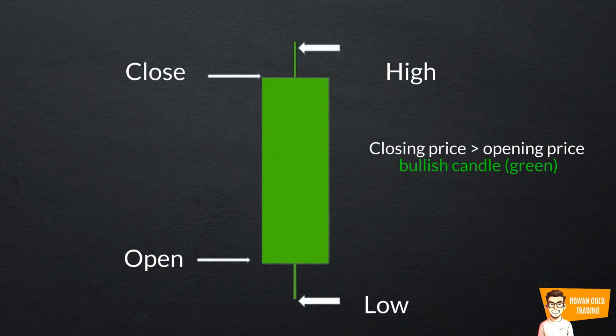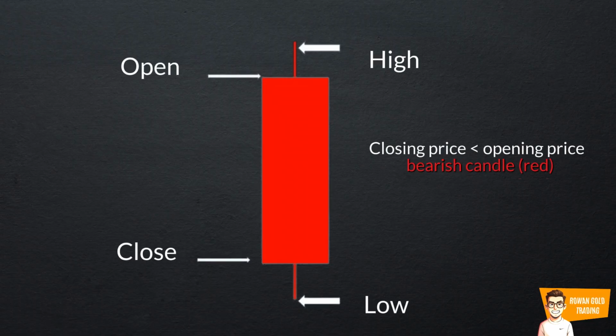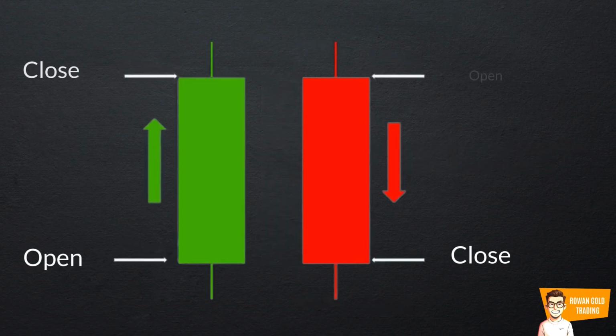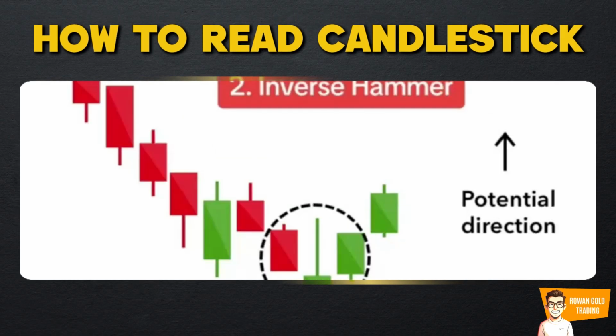So from this one little shape, you get 4 key pieces of information: open, high, low, and close. And the color? Well, that tells you who won the battle for that session. If it's green, the price closed higher than it opened. Simple. The buyers were in control. We call that bullish. If it's red, the price closed lower than it opened. The sellers dominated. That's bearish. It's the most basic piece of the puzzle, but it's absolutely crucial.